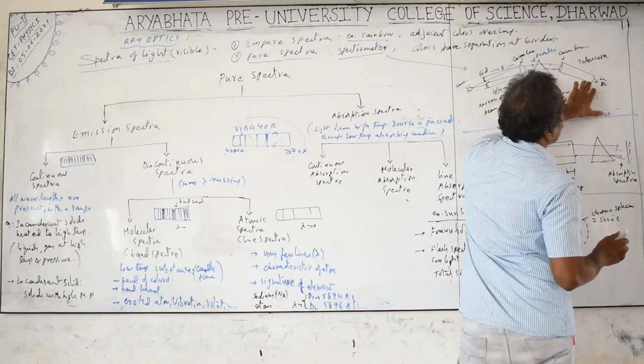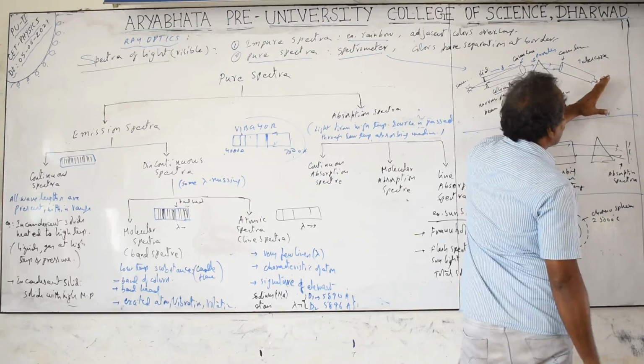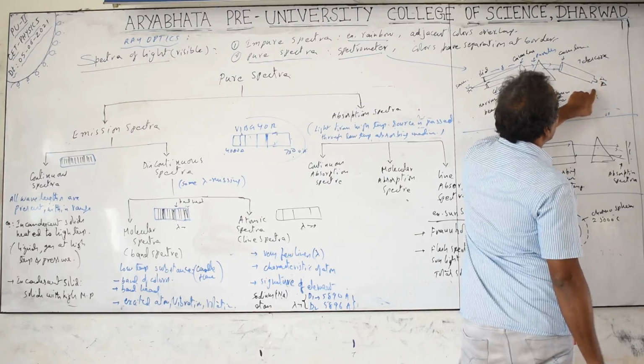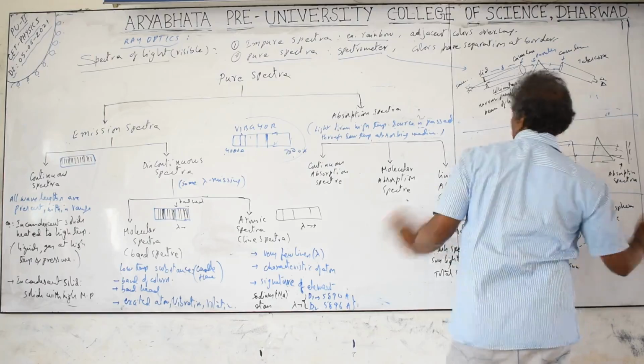If you are observing the spectra, the instrument is called a spectroscope. If you are taking a photograph, it is called a spectrograph. If you are taking readings with the help of this instrument, it is called a spectrometer. These are different names for the same instrument.